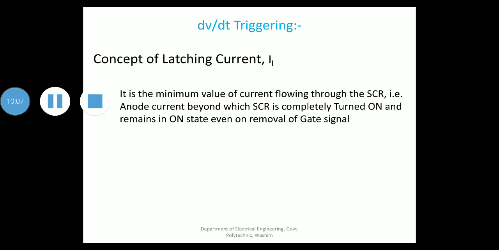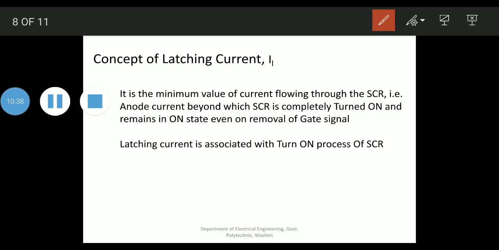So latching current is the minimum value of current flowing through the SCR, that is anode current, beyond which SCR is completely turned on and remains in on state even on removal of gate signal. That is, when SCR is completely turned on, even if we remove the gate signal, the SCR will still remain in the on state. The latching current is basically associated with the turn on process of the SCR. So SCR will go into on state and will remain in the on state when the value of anode current IA will become more than IL, where IL is the latching current.